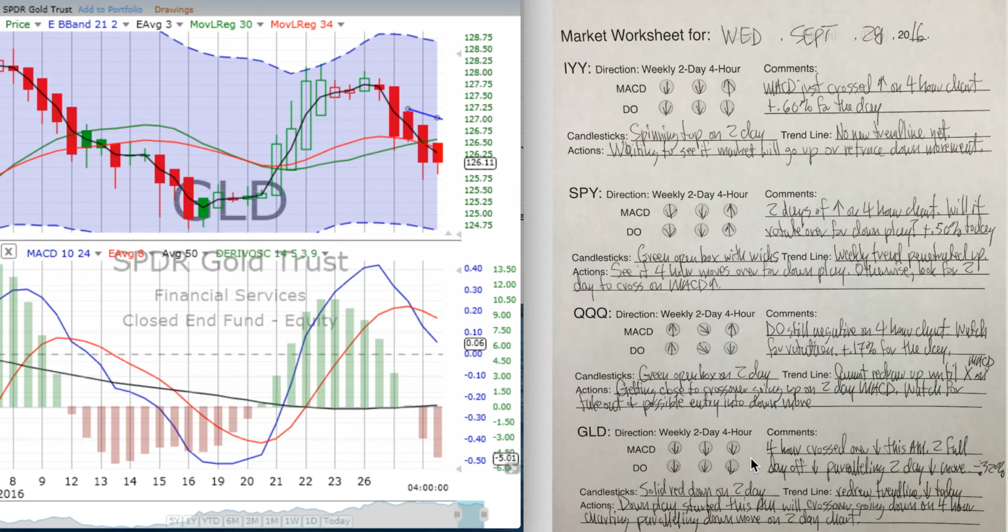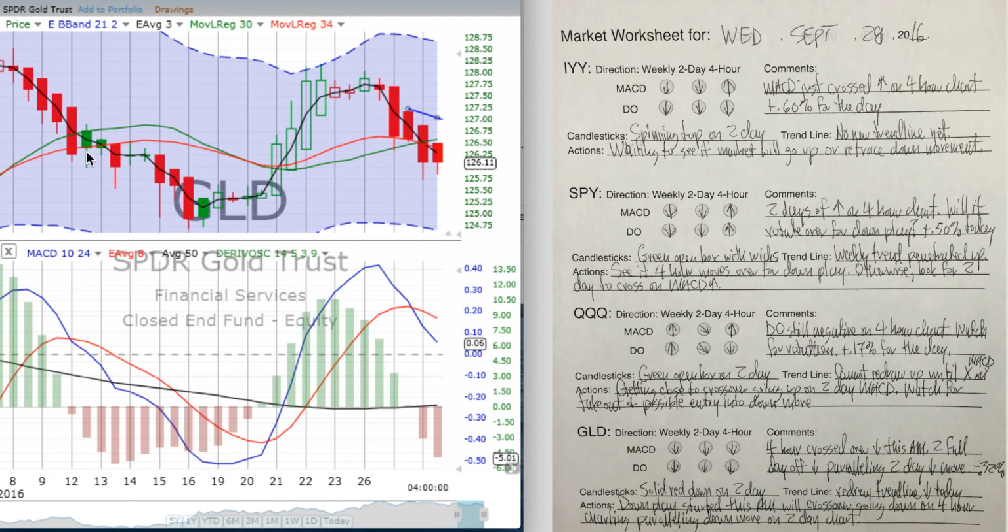There are inverse funds for all of these indexes that we look at, including gold. You would get into an inverse gold fund. It goes up when gold goes down. So we noted that we did have an entry point in the morning, paralleling the 2-day down move. Gold was down 0.32% for the day.